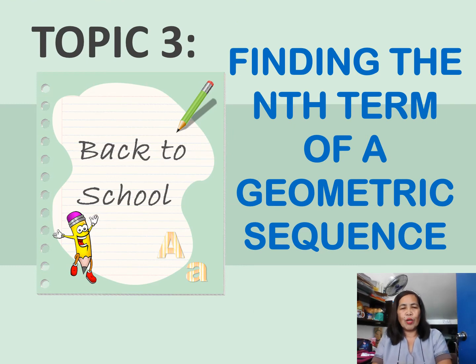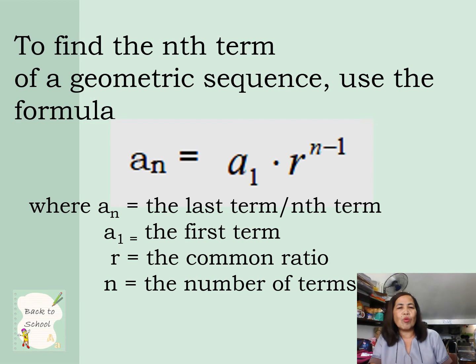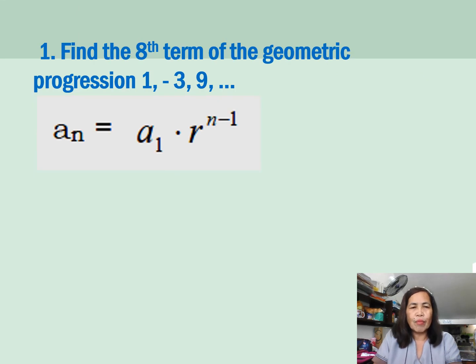So we have now the third topic, which is finding the nth term of a geometric sequence. To find the nth term of a geometric sequence, we use the formula a sub n is equal to a sub 1 times r raised to n minus 1. Where a sub n is the last term or the nth term that we are looking for, the indicated term. A sub 1 is the first term, r is the common ratio, and n is the number of terms. Let's have the example.